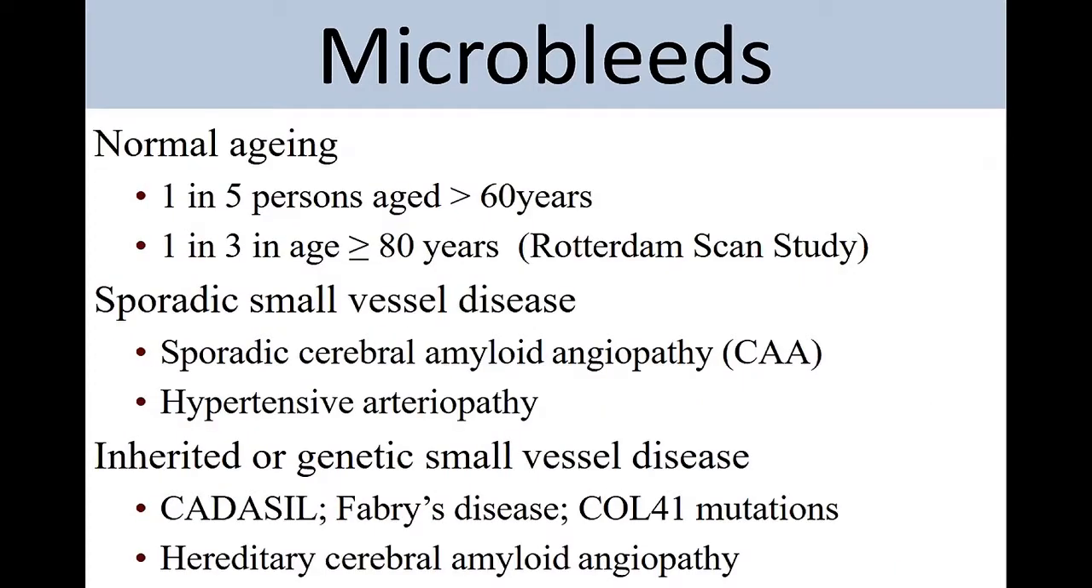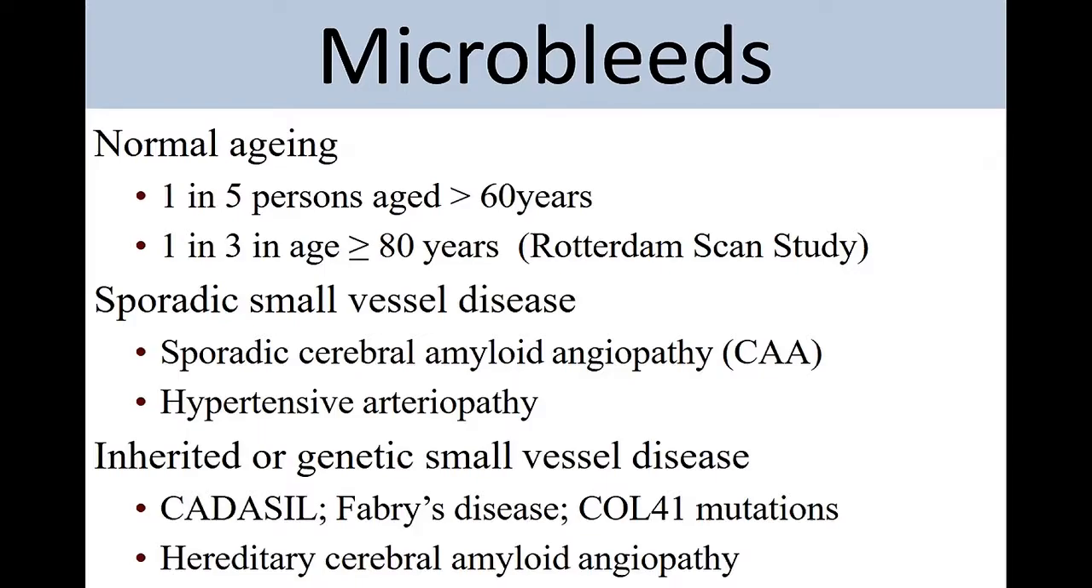So when do we see the microhemorrhages? We see them with successful or normal aging. So 20% of people aged more than 60 have them without any associated clinical signs or symptoms. It increases to 1 in 3 for individuals who are older than 80 years. Then we see that in small vessel disease, in sporadic form, but also in the inherited form.